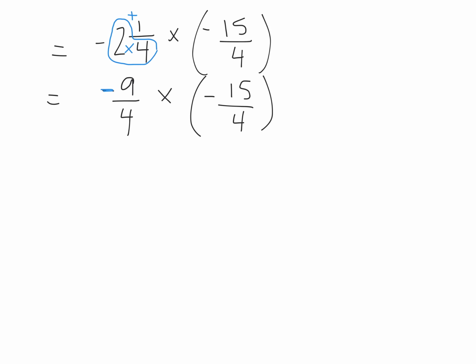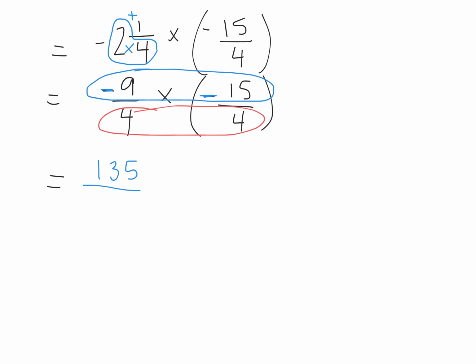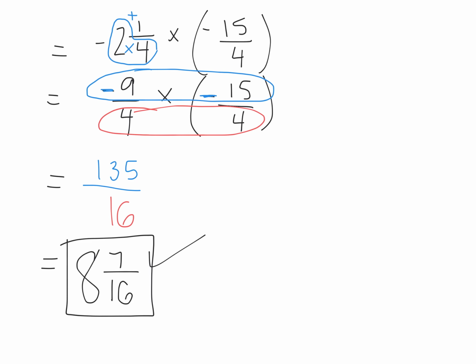Just by looking at this right now, is your final answer going to be negative or positive? Positive. Good. We have two negatives. Now to multiply fractions, multiply the numerators. What's negative 9 times negative 15? 135. And we need to multiply the denominators. 4 times 4 is? 16. Perfect.